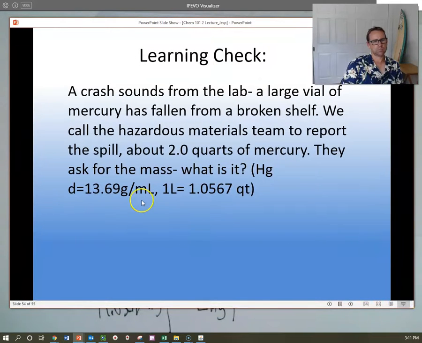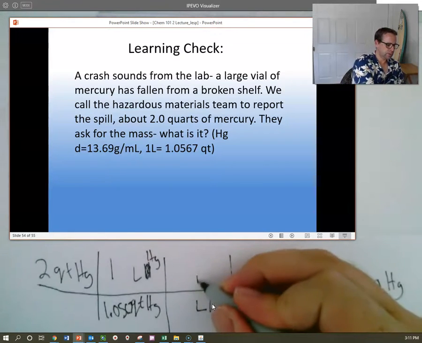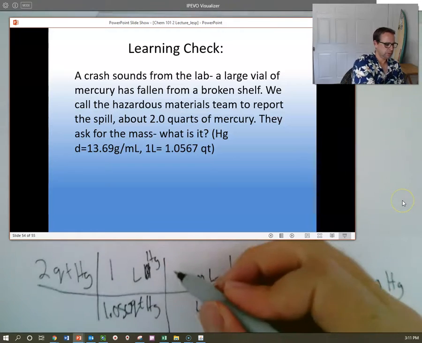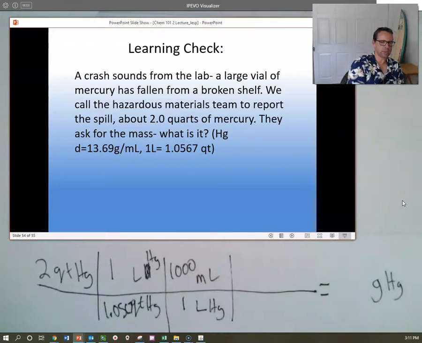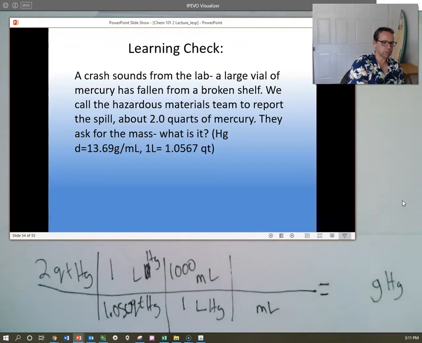Okay, I need to look at this. They've given us the density here, which tells us the grams per milliliter. Grams over milliliter, right? So then we want to go from liters to milliliters. Very good. Milliliters. Do you remember how many milliliters there are in a liter? 1,000. Very good. 1,000 milliliters for every liter. Great. Now we're in milliliters, and now we can go to what with our milliliters?